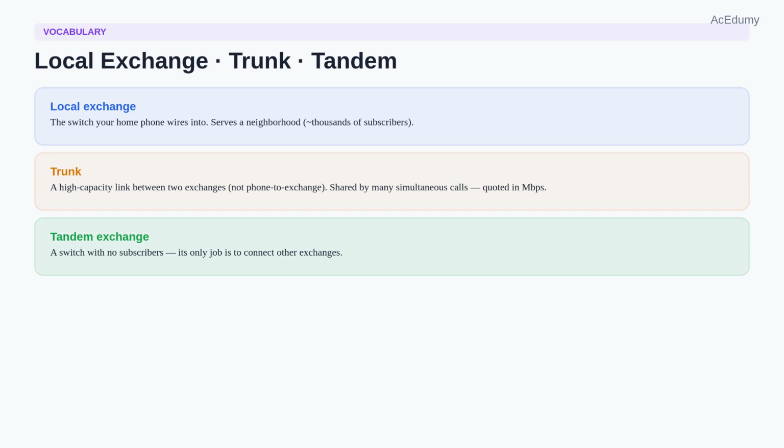And a tandem exchange is just a switch that has no subscribers of its own. Its only job is to connect other exchanges to one another. So when we say connect every local to the tandem, we mean run one trunk from each local exchange to that central tandem switch. When we say full mesh, we mean run a separate trunk between every pair of local exchanges, no central node in the middle. 2 different topologies, 2 very different trunk counts.